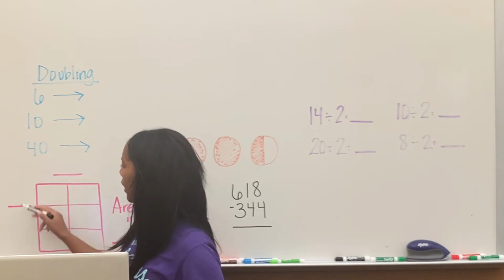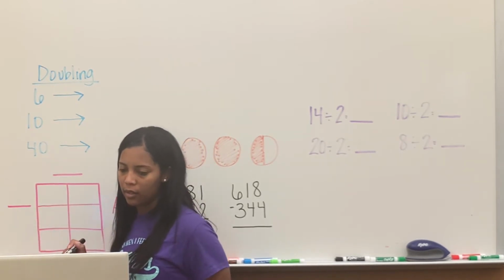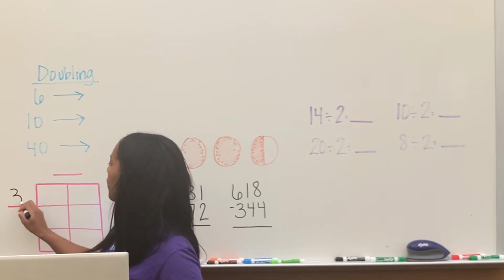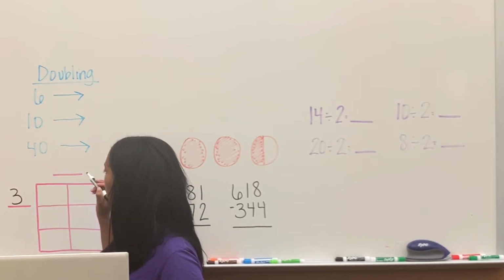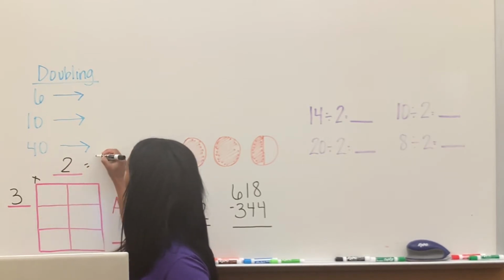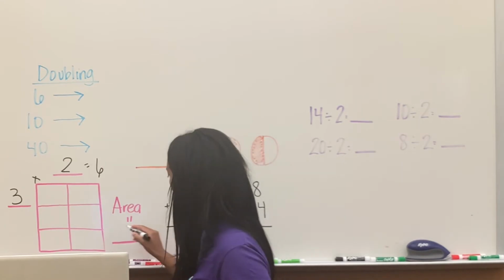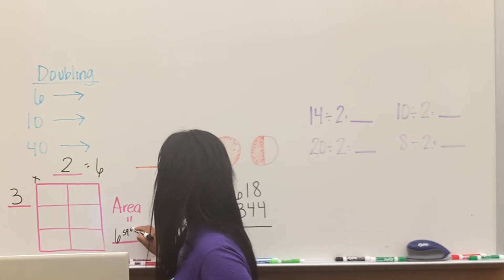So remember this right here. How many rows do I have on this side? What will my number be? 3. And then what about up here? 2. So 3 times 2 equals? 6. So my area is 6 square units.